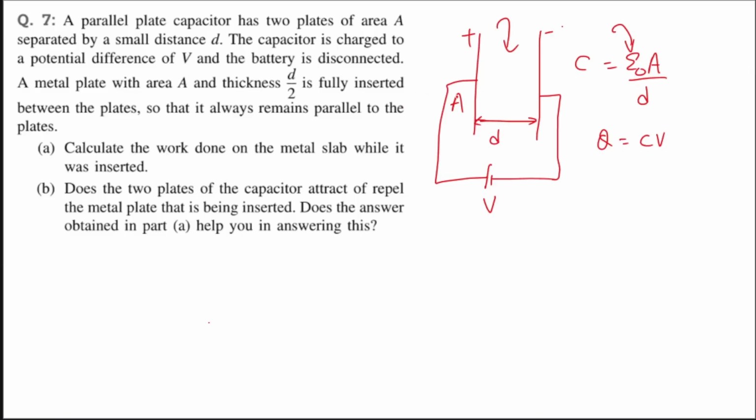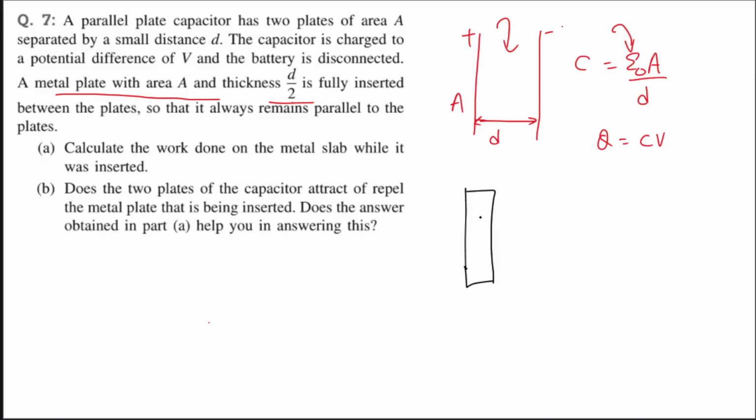After that, we are removing the battery connection after the capacitor is charged. So something like this is happening. And after that, a metal plate with area A and thickness d by 2. So we are inserting a metal plate that has the same area as these two plates. The area is the same, but the thickness is not the same as this separation, rather half of it. That is d by 2.